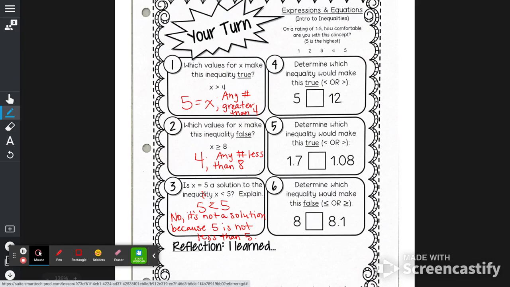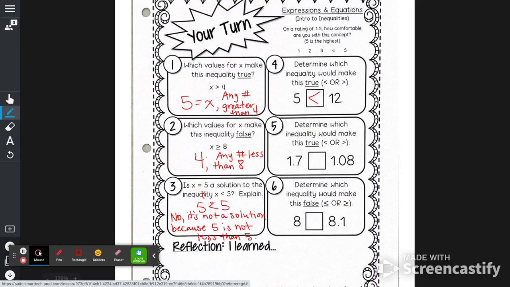Okay, very quickly, let's do number 4, okay? Determine which would make this true. Would we say less than or greater than? Less than. 5 is, now how do I write a less than inequality symbol? Now let's see the bigger one. Okay, so our point is going to read first, right? So we're going to say 5 is less than, our open mouth is going to eat the 12, and our point, our vertex is going to read as less than.